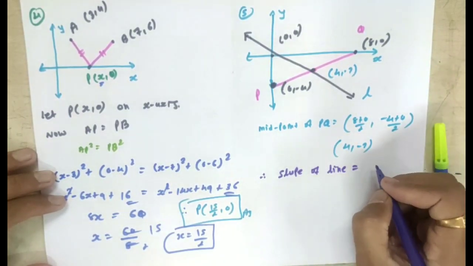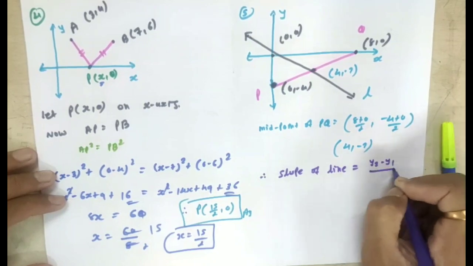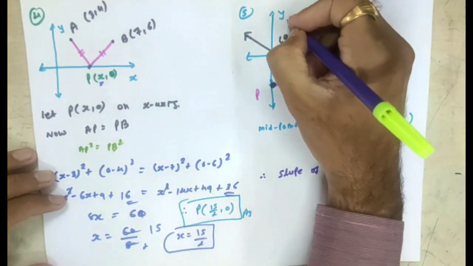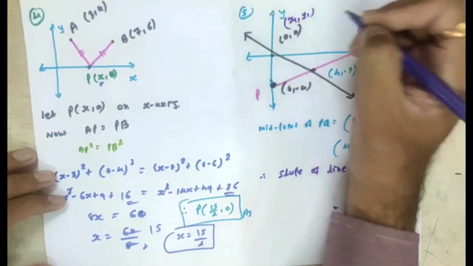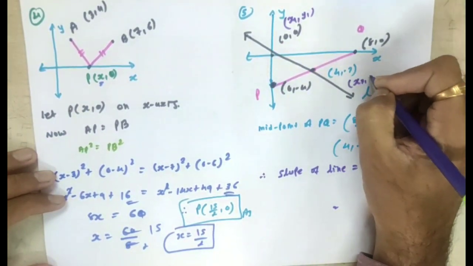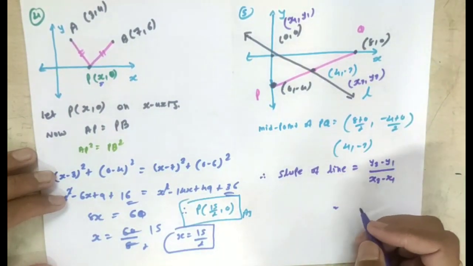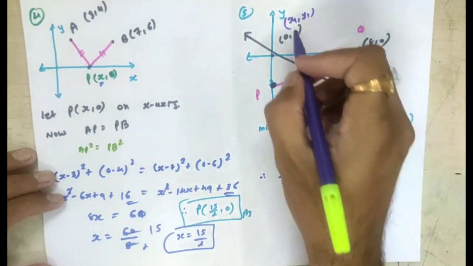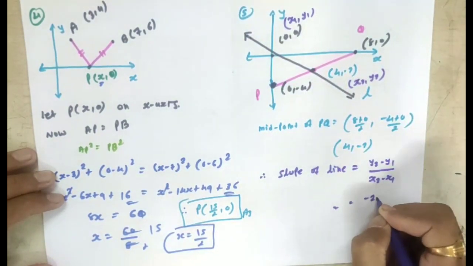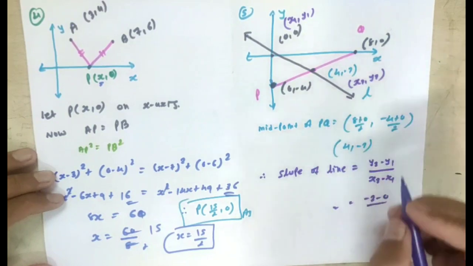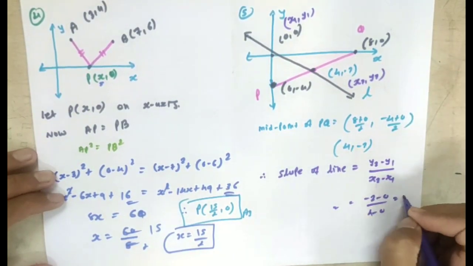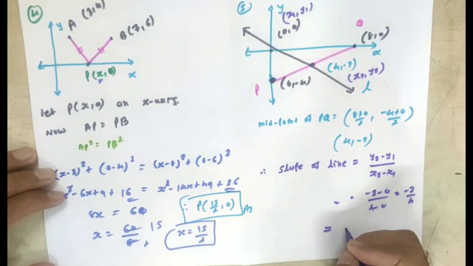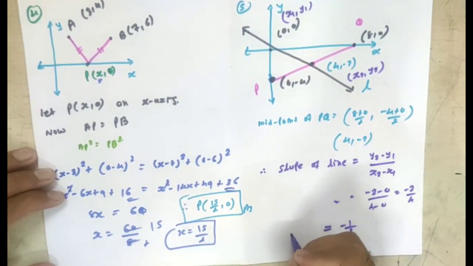Slope of the line passing through 2 points is y2 minus y1 upon x2 minus x1. Done. Suppose this origin is our first point x1 y1, and this midpoint of line PQ is our second point x2 y2. Done. So what is y2 minus y1? It's minus 2 minus 0, and 4 minus 0. So minus 2 by 4, and therefore the slope of the line L is minus 1 by 2.